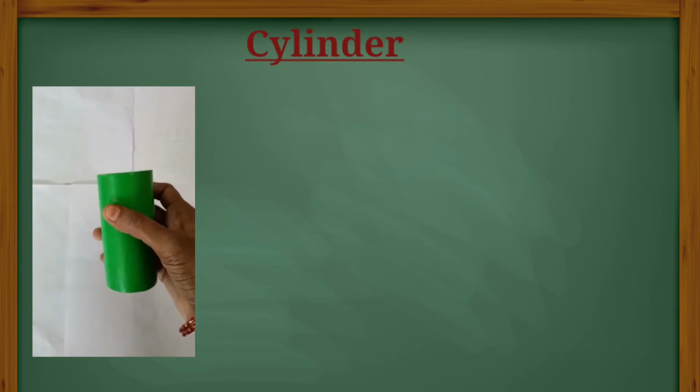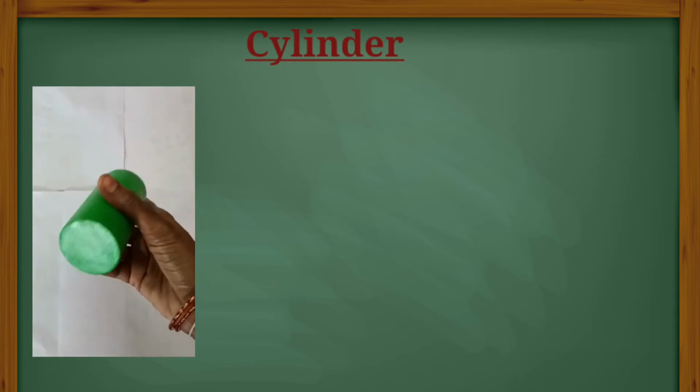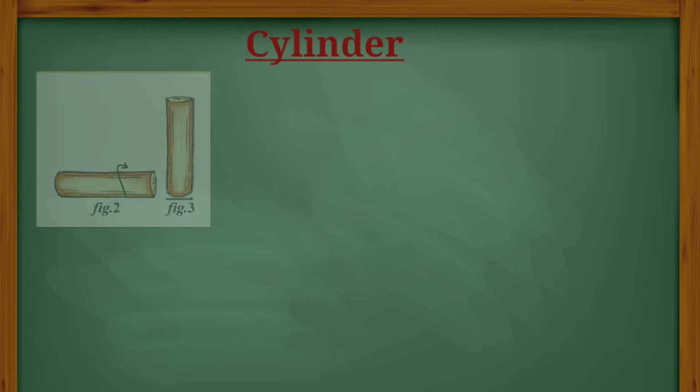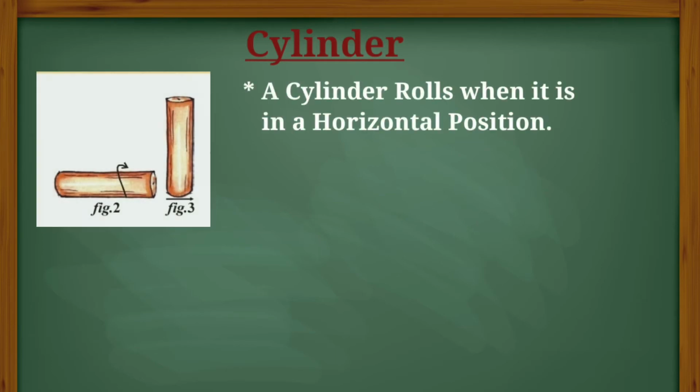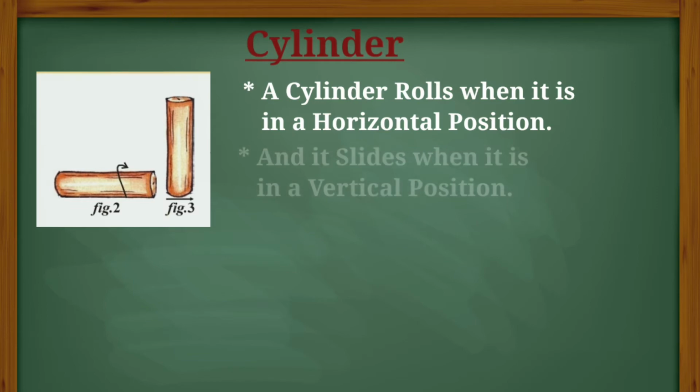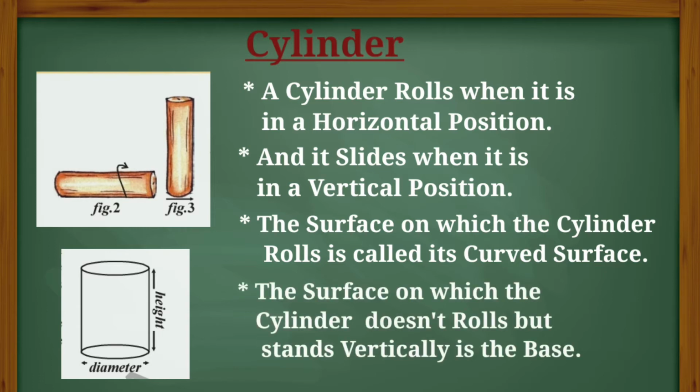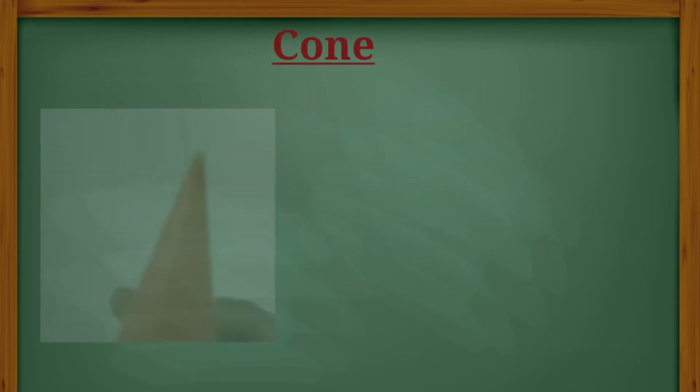Okay. Now, see this. It is a cylinder. Objects like a wooden log, a candle, a tube light are in the shape of a cylinder. A cylinder rolls when it is in a horizontal position and it slides when it is in a vertical position. The surface on which the cylinder rolls is called its curved surface. The surface on which the cylinder does not roll but stands vertically is the base, which is circular in shape.